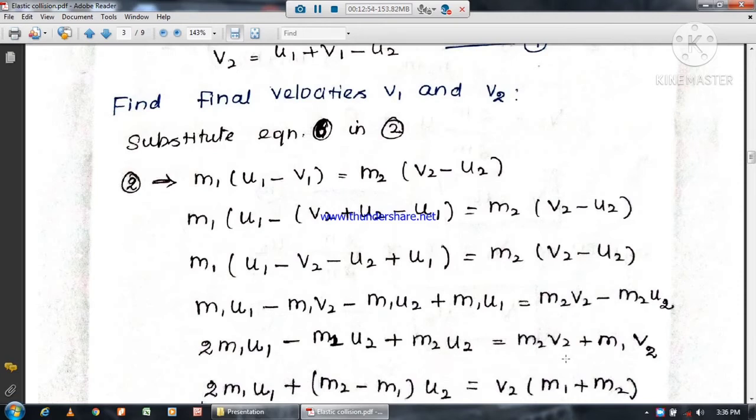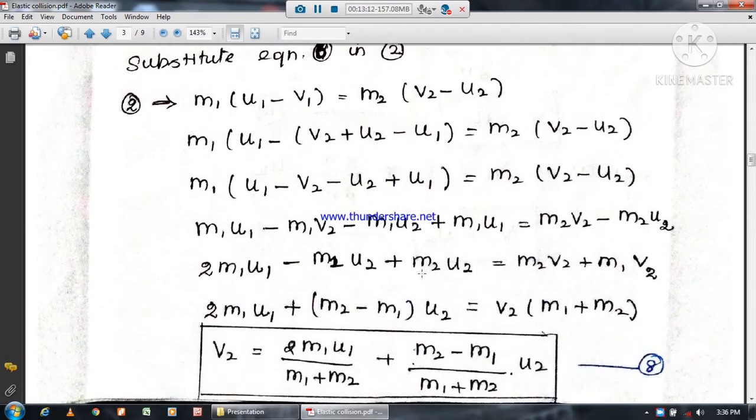So m2 v2, you take this m1 v2 to right hand side, because we are going to find the velocity v2. So you take the v2 terms into one side. So 2 m1 u1, here m2 u2, u2 common, so you take this outside. So (m2 minus m1) into u2 is equal to, here v2 is common, so you take outside, so v2 into (m1 plus m2). From this we can find v2.